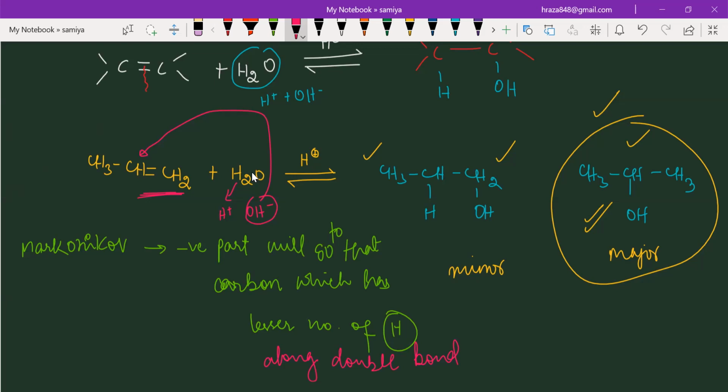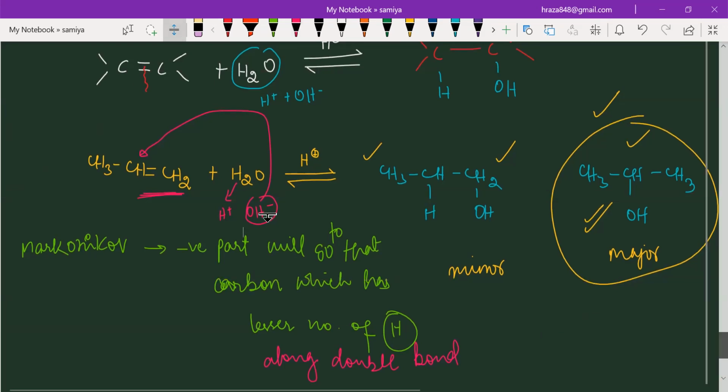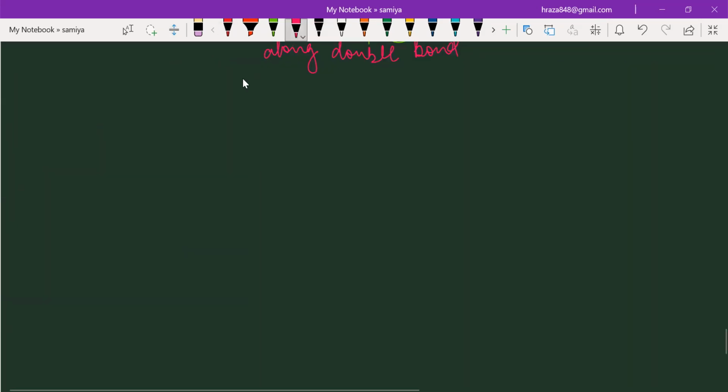Very good. Now see, I'm going to show you the mechanism. Basically, there will be formation of carbocation. So see the mechanism first carefully. Focus here. It has been asked so many times. Basically, there are three steps in this mechanism. So first of all, we are going to see the first step.